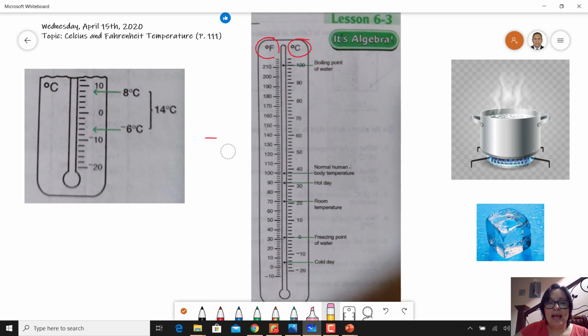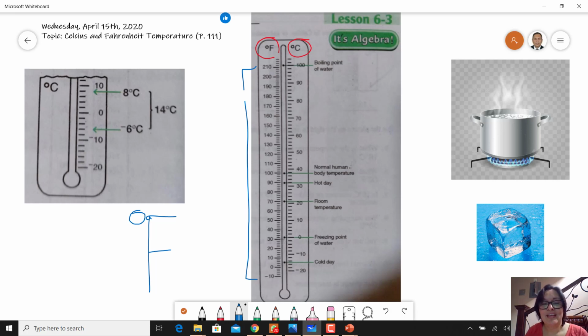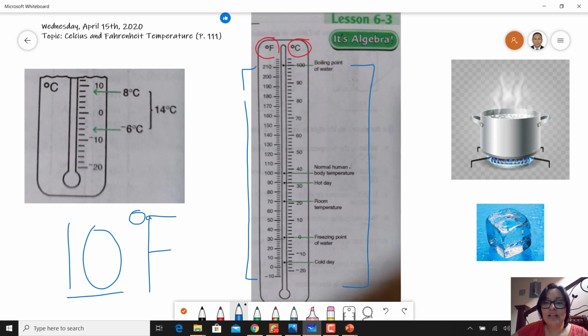That means that all these numbers that we have in here mean Fahrenheit degrees. And how do we write them? The F means Fahrenheit, and the little ball beside the F means degrees. So, for example, if we have 10, we read 10 Fahrenheit degrees. That is the way that you have to read it. But on this side, we have the Celsius degrees.